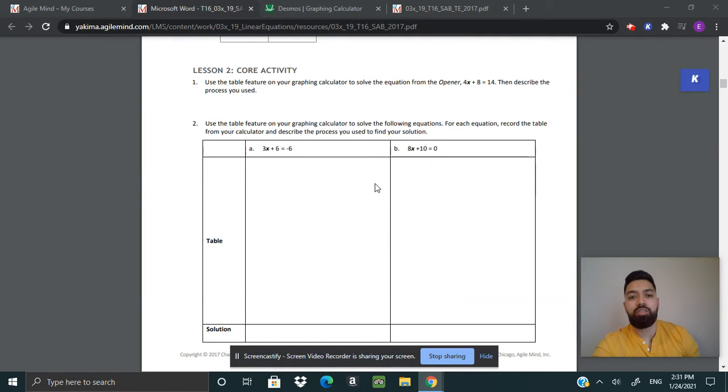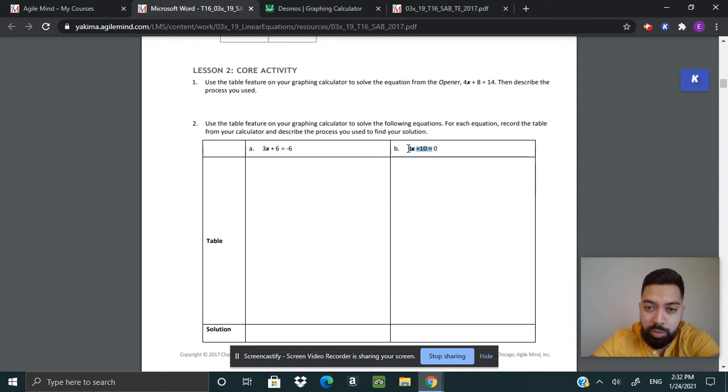Hey guys, so on this one, we just finished up 2a. Now we're going to look at 2b. This is a new equation. We got 8x plus 10 equals 0. So remember, think of this as one equation, and then think of the 0 as a second equation. We want to see where those equations are equal to each other.